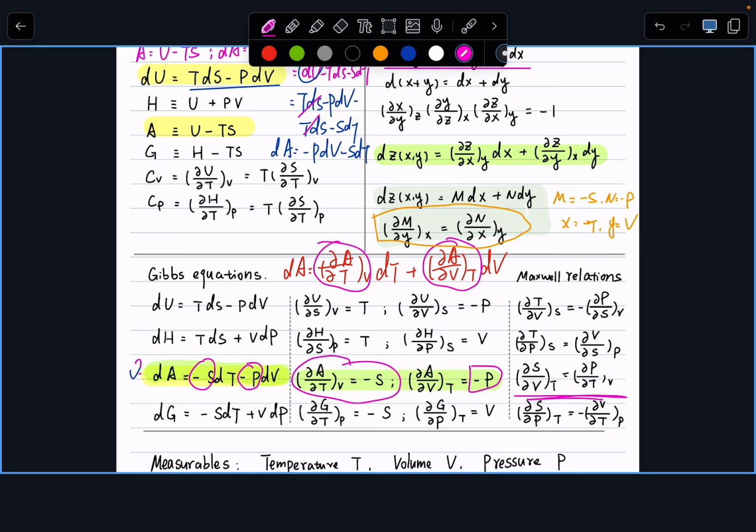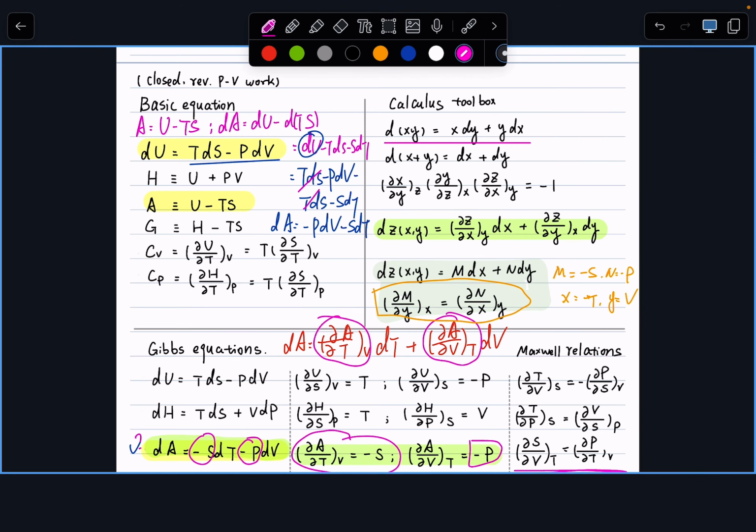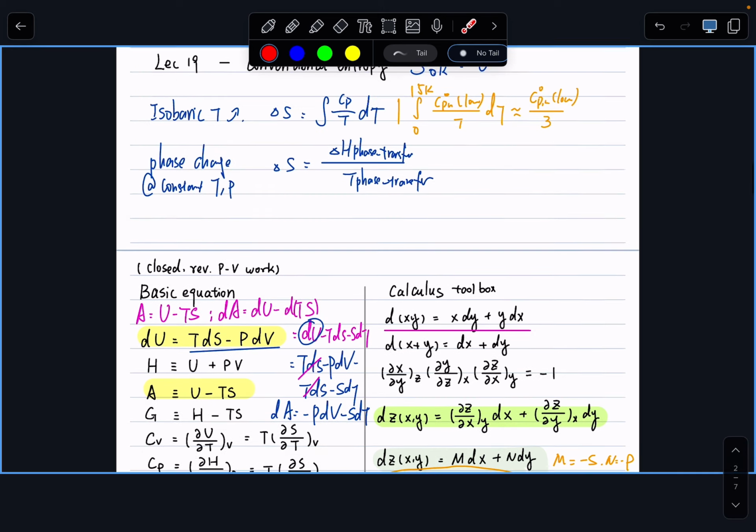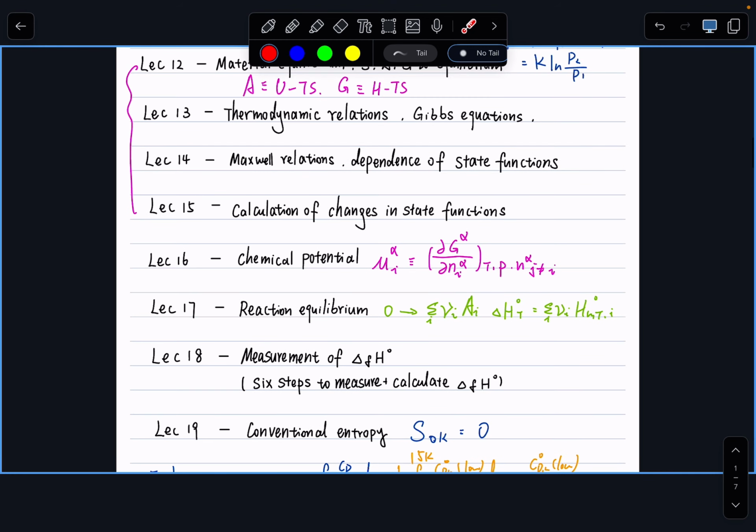Okay? And that's what I mean when I say my lectures 13, 14, and 15 are all connected to each other. We started simple. We started with these basic equations and calculus. That's all we start from. And then after these three lectures, we have a way to calculate the change of my state functions, whether it's delta U, delta H, delta S, delta G, for any material, as long as we know their equation of state. So that's the power of thermodynamics.